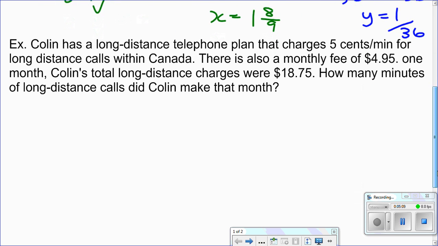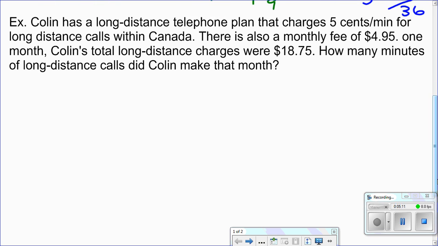So now as we're looking through our word problems, we need to make sure that we are pulling out the important pieces. You might use highlighters or pencil crayons or different color pens, whatever. So for this first one, it says, Colin has a long distance phone plan that charges 5 cents per minute. So 5 cents per minute, that looks like it's a rate that might be important for us. For long distance calls within Canada, there is also a monthly fee. When you see something that says a fee, that means it's a one-time cost that's going to be added.